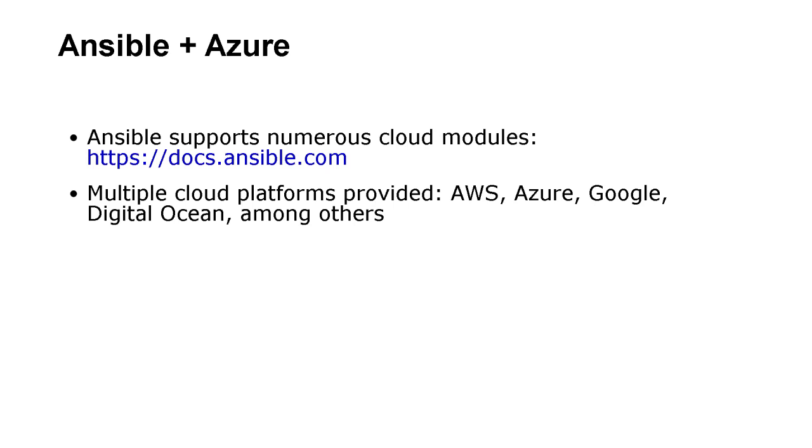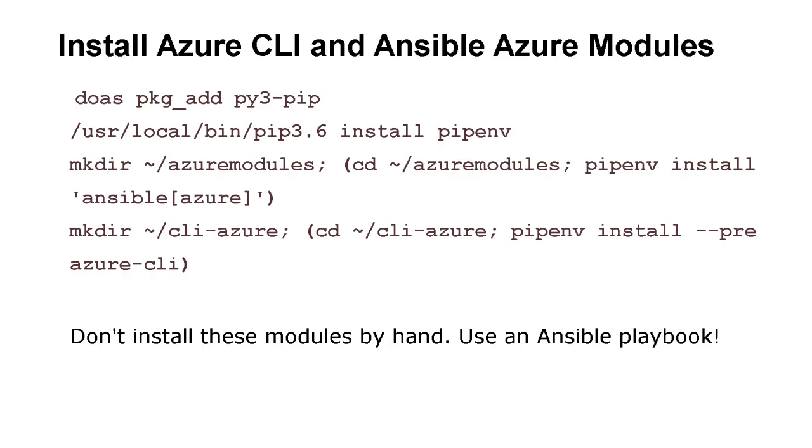And if you use Google or DigitalOcean or one of a dozen other cloud companies, Ansible can help you do deployments there too. Check the docs online and see if your cloud provider has modules. Now the bad news. OpenBSD isn't a supported architecture for running Azure and Ansible together. But I've got your back.